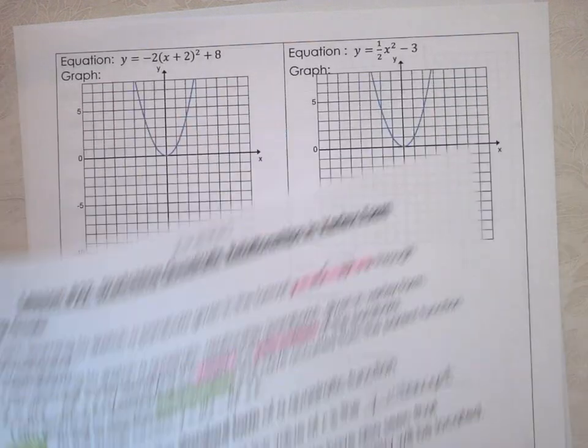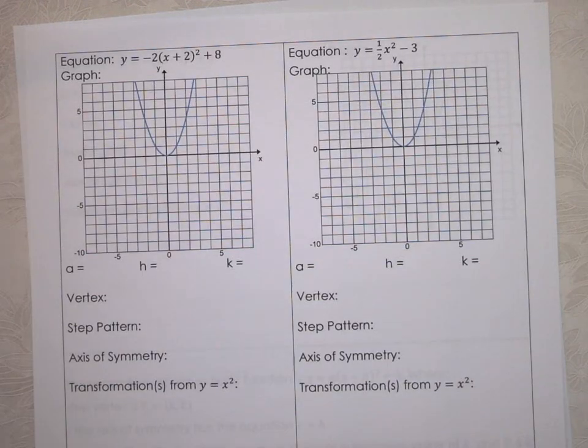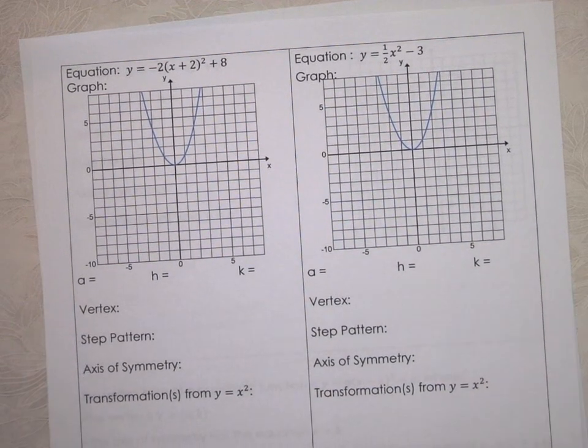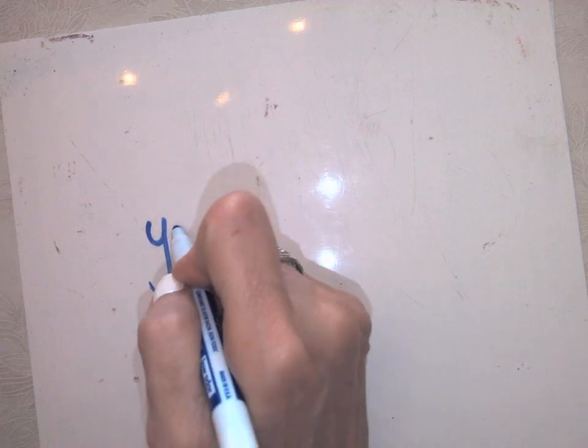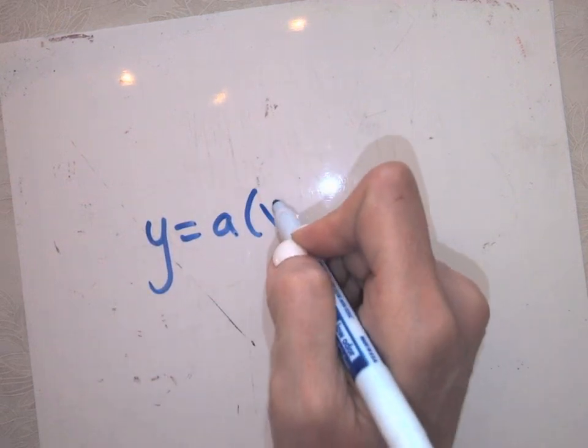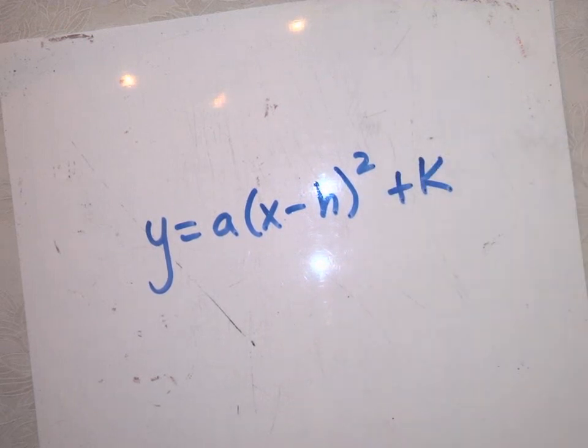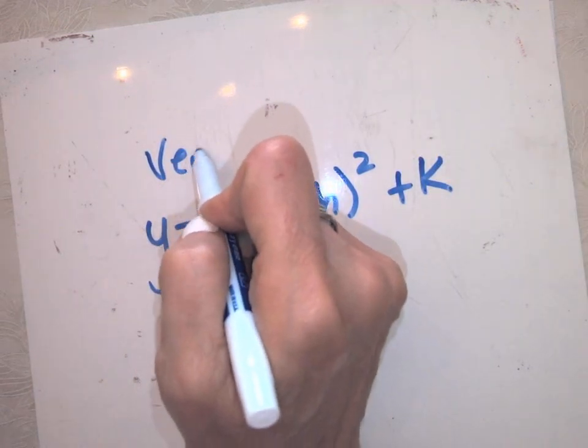And then we were on, I think, page 4. So you should see this equation, y equals -2 times (x plus 2) squared plus 8. Just refreshing your memory again from yesterday. The vertex form is this: y equals a times (x minus h) squared plus k. That's called vertex form.